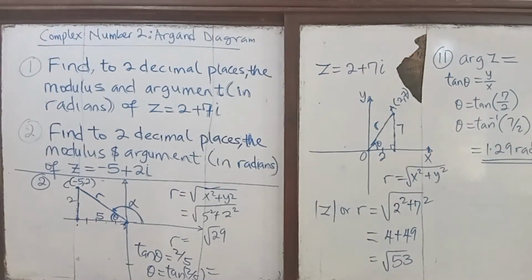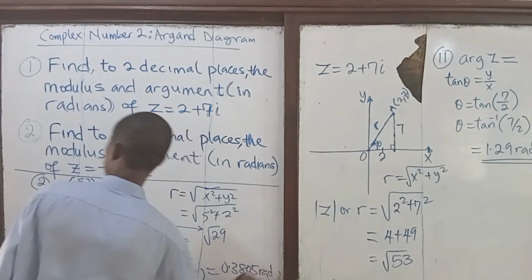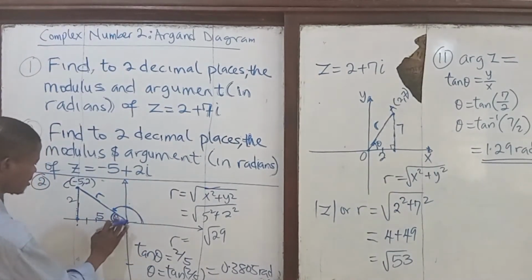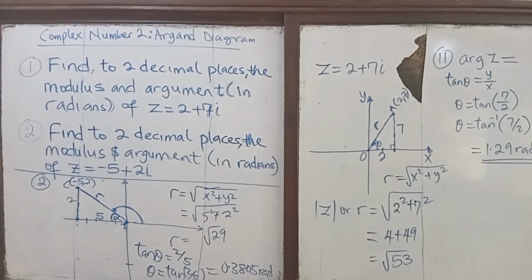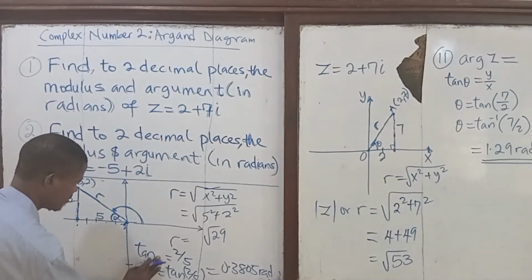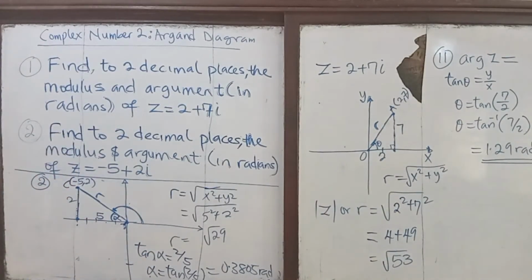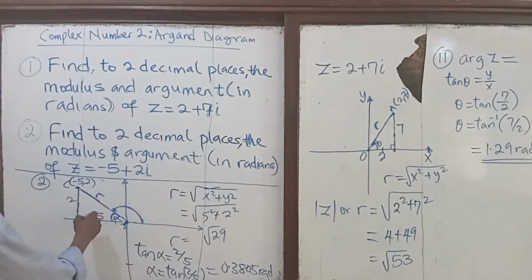That's 0.3805 radians. Let's call this one alpha. And this angle falls in what? It falls in the second quadrant. This falls in the region of the second quadrant.